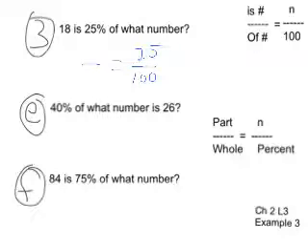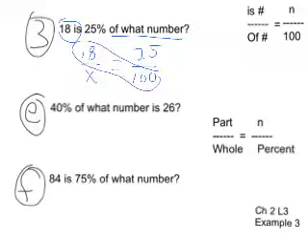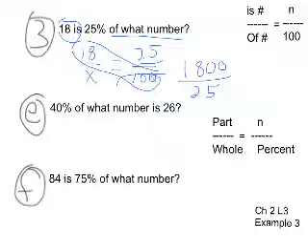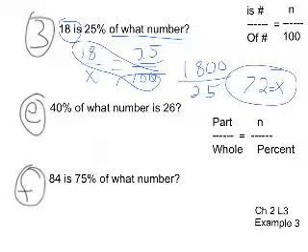All right, well, I look around the 18, and what do I see? I see that it is 18 of what number is my question, which means that my x will be my denominator. 18 is my part, so that'll be my numerator. So I will take 18 times 100, which will be 1800, divided by 25. And I came up with 72. So x equals 72.